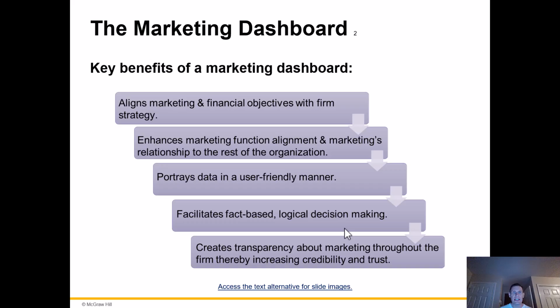And here we see the key benefits of a marketing dashboard. Think about the dashboard in the car, right? It's not everything you need to know, it's just the key things. So the key benefits of a marketing dashboard. Well, it aligns marketing and financial objectives with firm strategy. It enhances marketing function alignment and marketing's relationship to the rest of the organization. It portrays data in a user-friendly manner. It facilitates fact-based, logical decision making, and it creates transparency about marketing throughout the firm, thereby increasing credibility and trust.